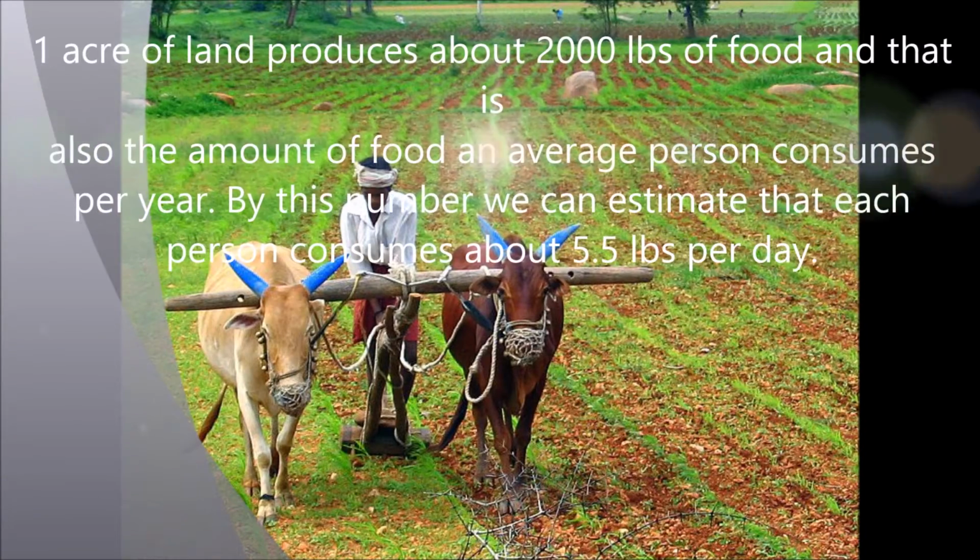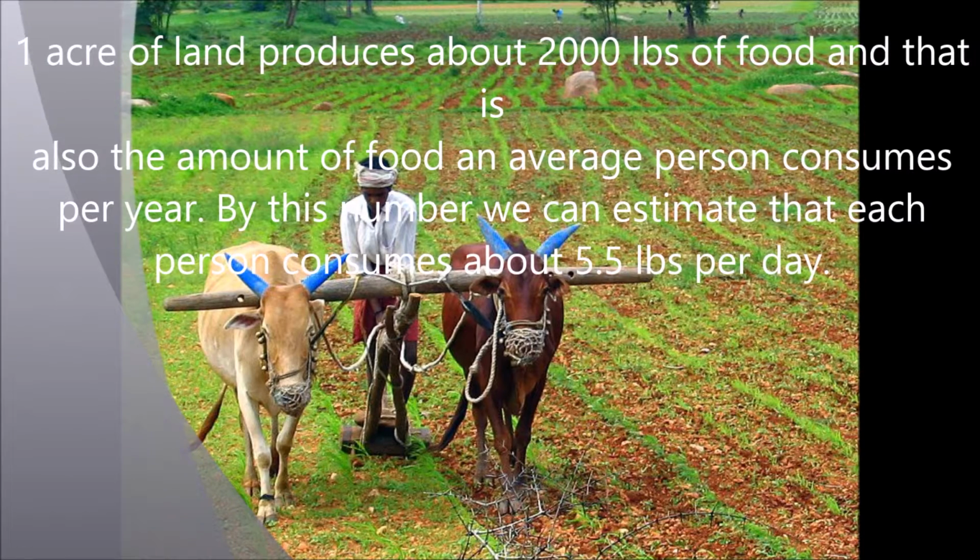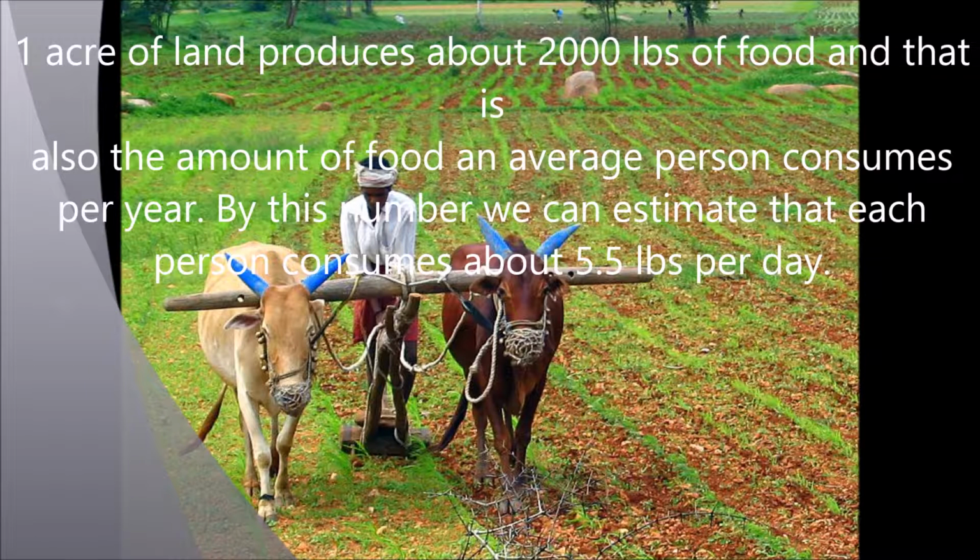One acre of land produces about 2,000 pounds of food, and that is also the amount of food an average person consumes per year. So if you divide 2,000 pounds by 360 days, we can estimate that each person consumes about 5.5 pounds per day.